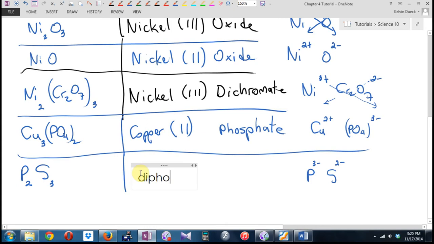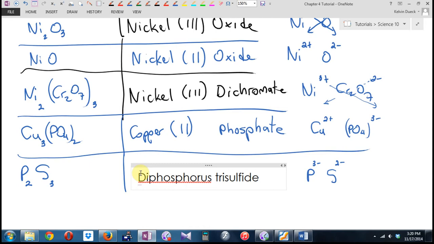Nope. Diphosphorus trisulfide. Now, the reason covalent is nicer to go from the name, first of all, I clue in. If I see di, mono, penta, tri, covalent, and to go from the name to the formula, can you see the formula is really hidden in here? P with two of them, S with three of them.